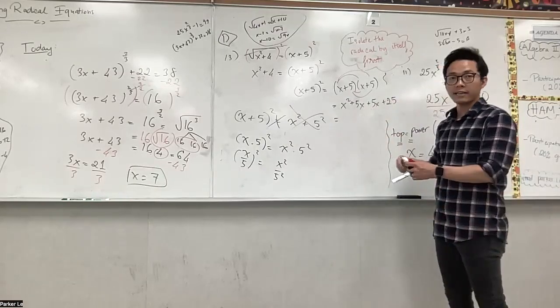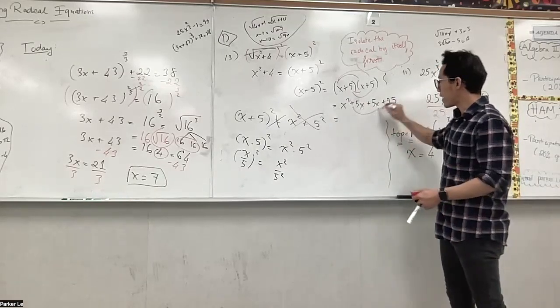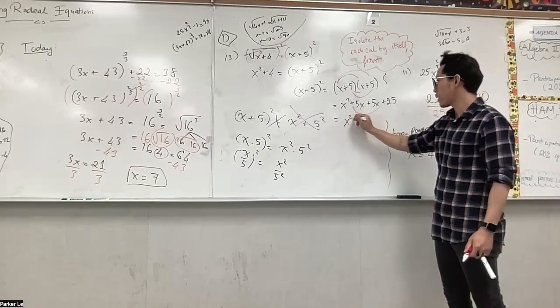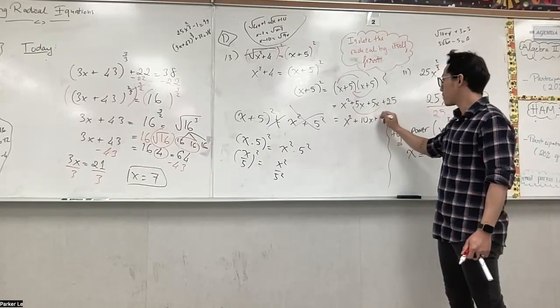And now you need to combine the terms. 5x plus 5x is 10x. So x squared plus 10x plus 25.